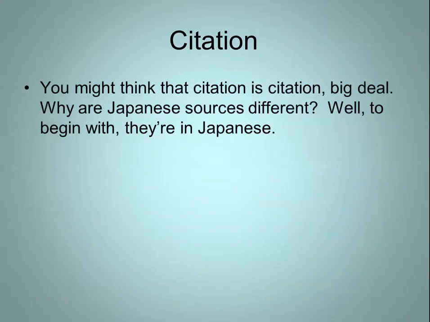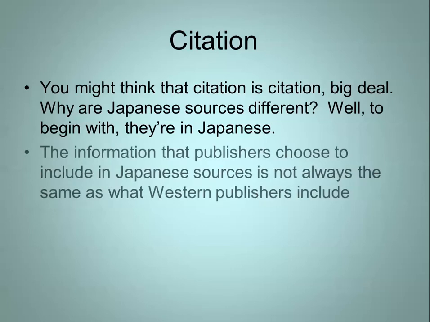You might think that citation is citation, we already did it, big deal. Why are Japanese resources so different? Well, to begin with, they're in Japanese, and we've already looked at issues revolving around romanization, but we're going to see some other related things too. The information that publishers choose to include in published Japanese resources is not always the same as what Western publishers choose to include. So you have to sift through the information in a consistent way.